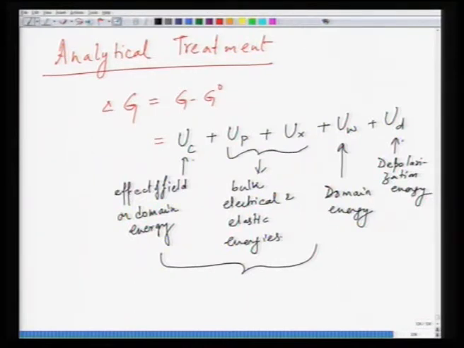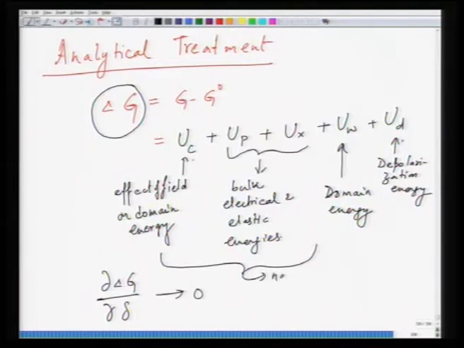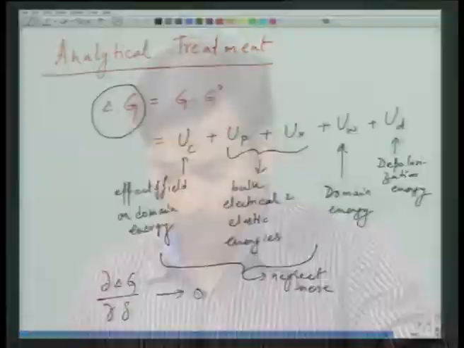So, in order to get a stable domain structure, we need to minimize this delta G, and this minimization has to be done with respect to a given domain size. So, when you do this, del of delta G by del of, let us say, domain size, which is called delta, del of delta G is equal to 0. In this process we neglect these terms, assuming these to be independent of domain size, which is a fairly good approximation, because it turns out that all these three parameters do not show an appreciable effect with respect to the domain size.